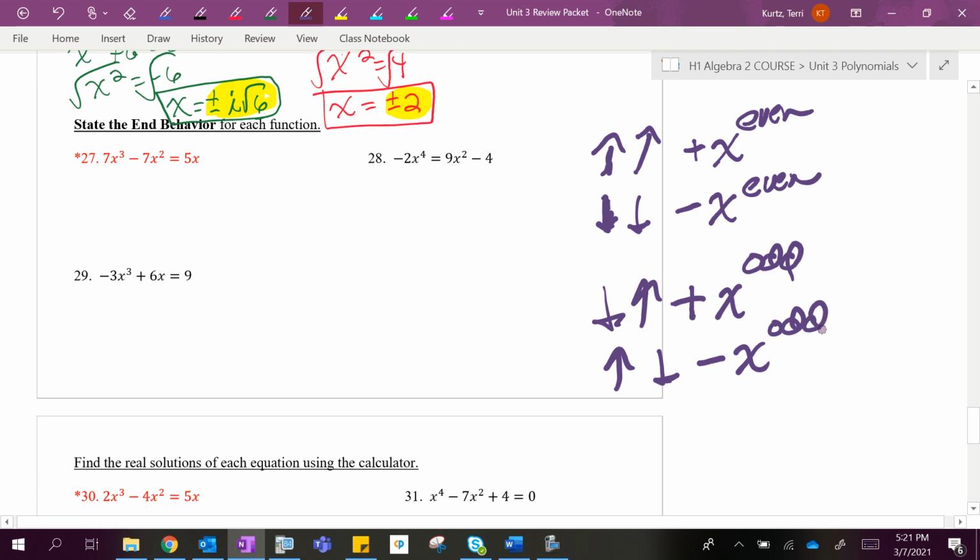Okay, again, you look at only the first term or the term with the highest degree, which should be this 7x to the third. It is an odd power, and 7x to the third is positive. So the end behavior is going to be down and then up. And boom, I'm finished.